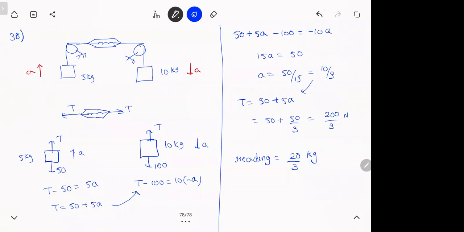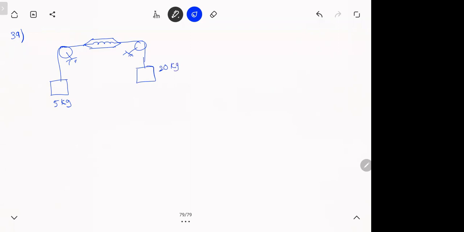Let me give you one. You guys give it a try. Let's say this is 5 kg. This is 20 kg. Find the reading of the spring balance.